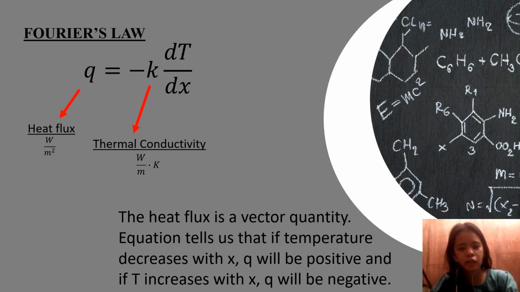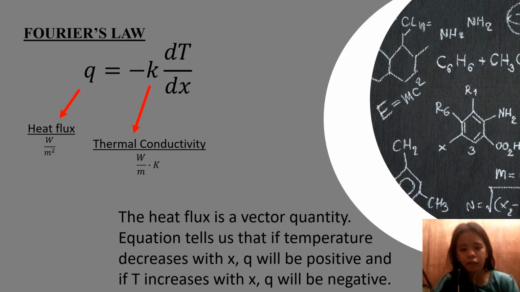So this is the equation of Fourier's law: q is equal to negative k dT over dx. Q is the heat flux, and to get the heat flux you need to solve for W over m². While k is the thermal conductivity, and to get that you need to solve for W over m times K. The heat flux is a vector quantity.